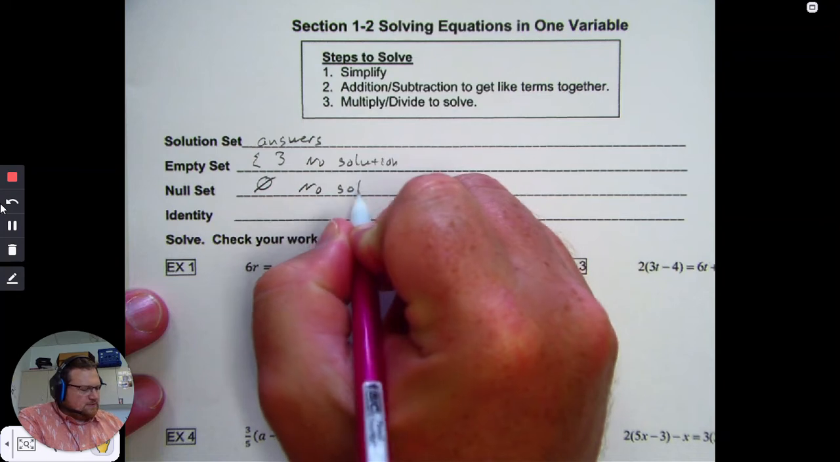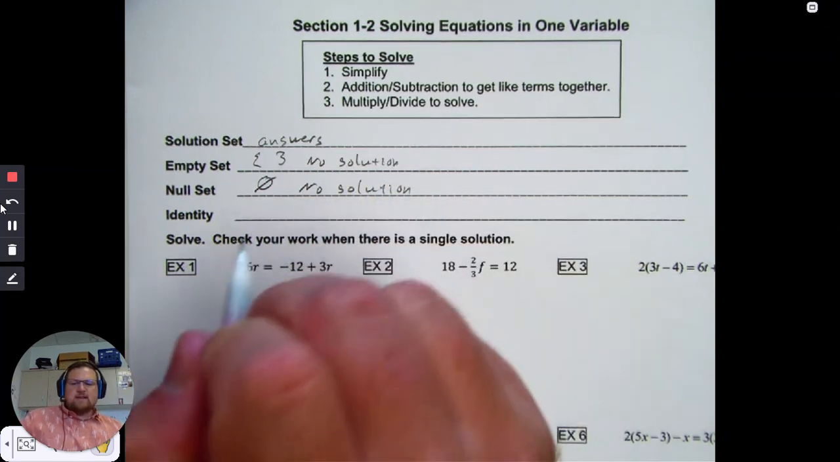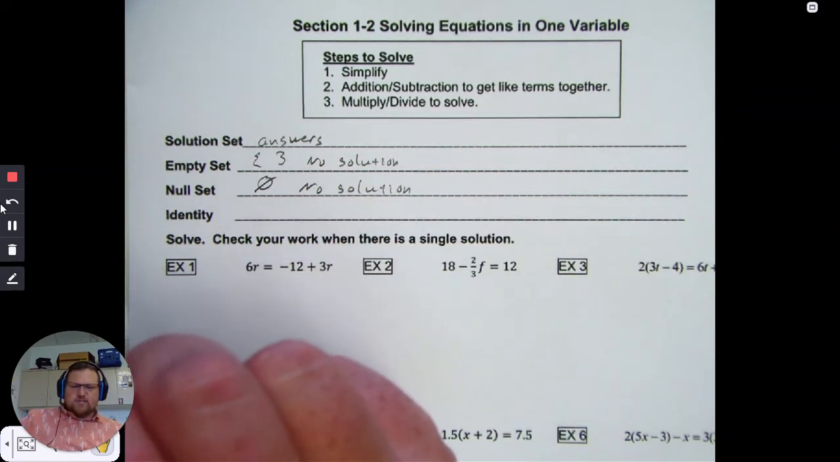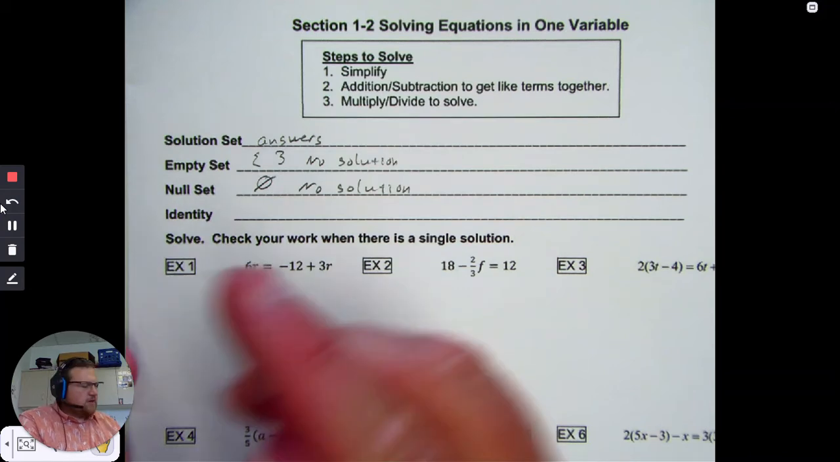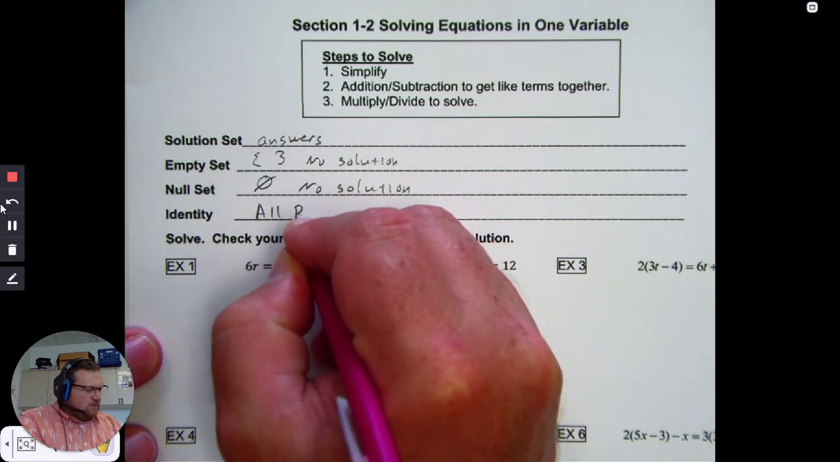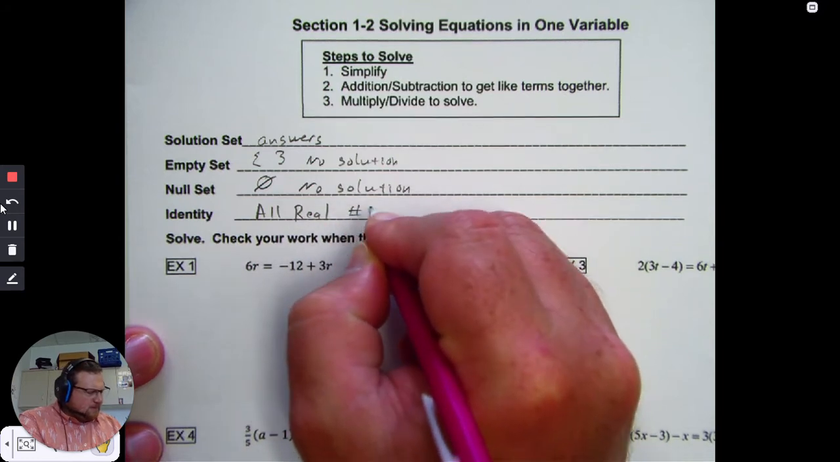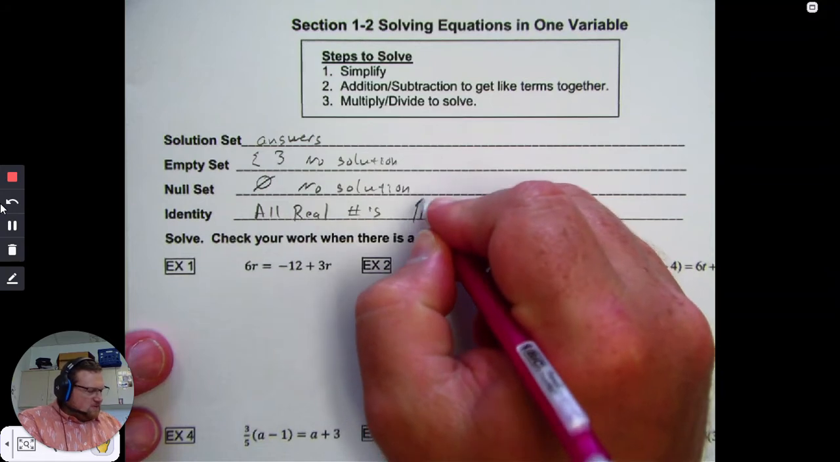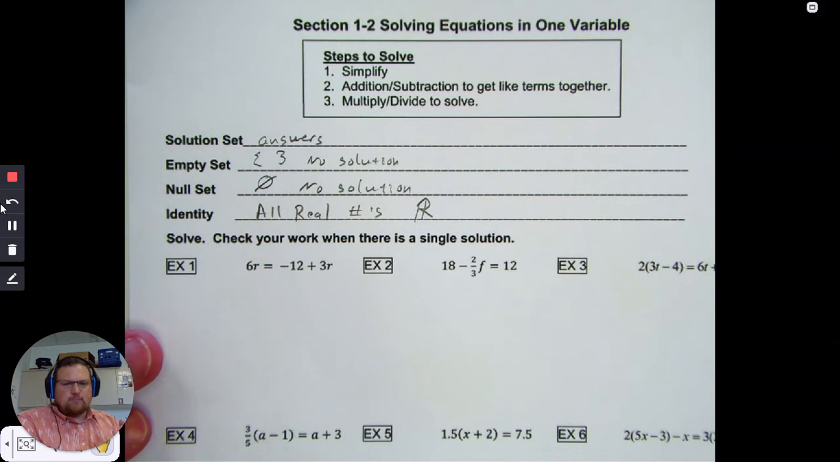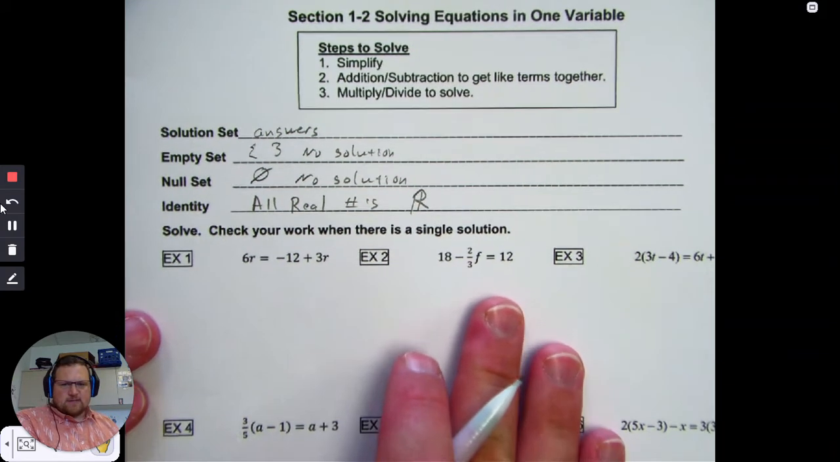There is no solution. And then an identity is when you're solving an equation and you get a situation in which you get something like 3 equals 3 for your final answer. Well, then you have to ask yourself, when will 3 equal 3? Well, 3 will always equal 3. So that means no matter what you put in, it will always work. So this is just all real numbers. Sometimes that is denoted with an R with an extra bar up there. Let's take a look at how to solve some of these.